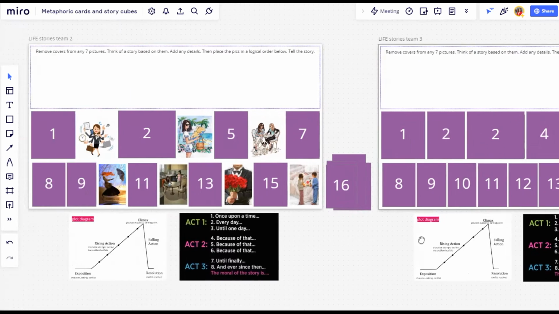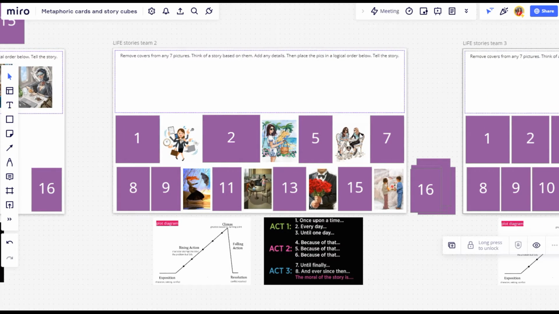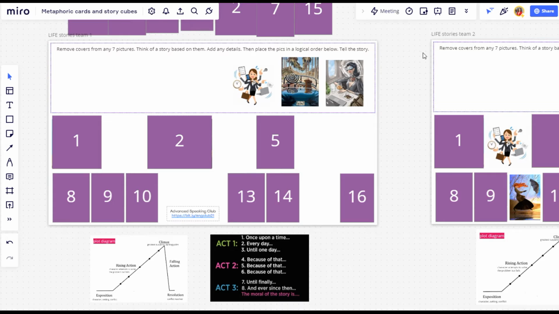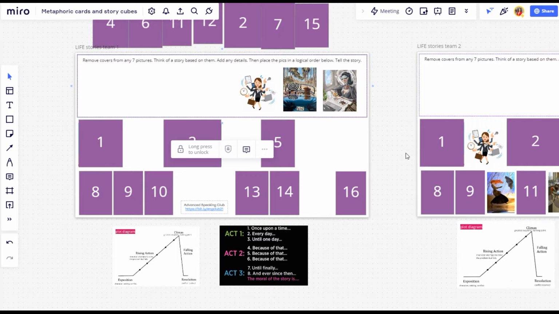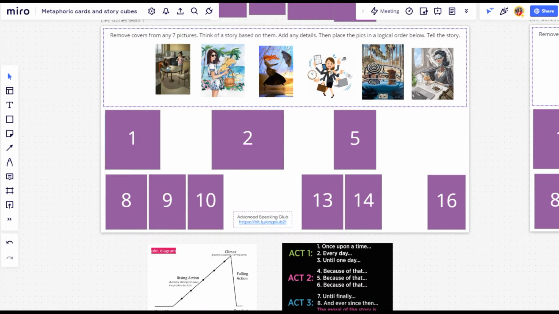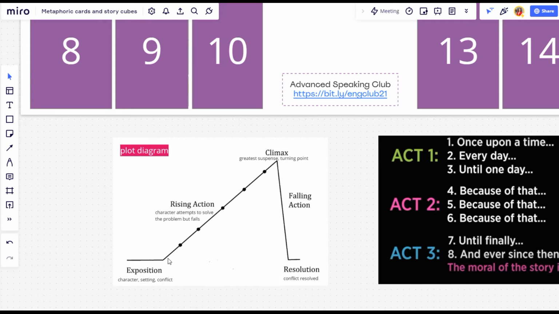And my students preferred to use this picture story version. They decided in mini groups which cards to remove so they could see the pictures. And then they could just move them and make some stories. And then they took their time to think together and make up a story, which would follow this structure of exposition, rising action, climax, falling action, and resolution.